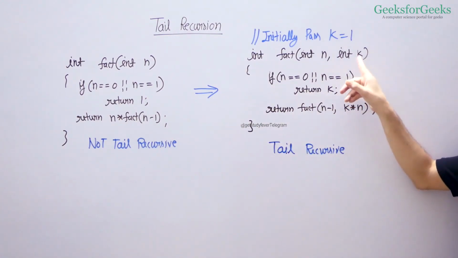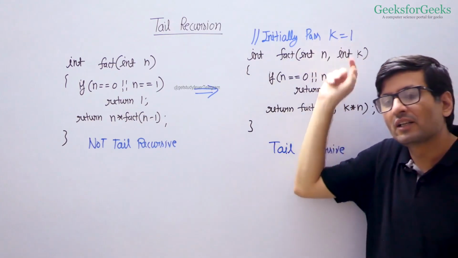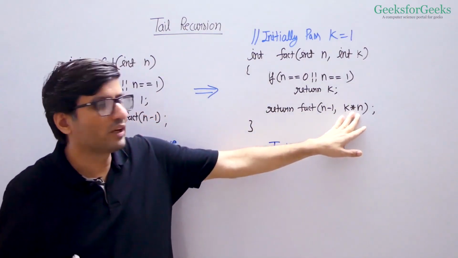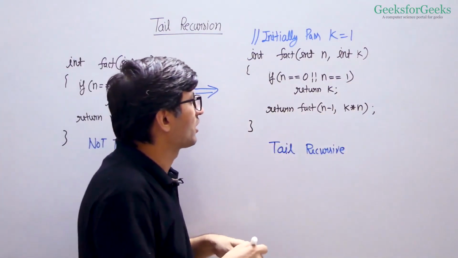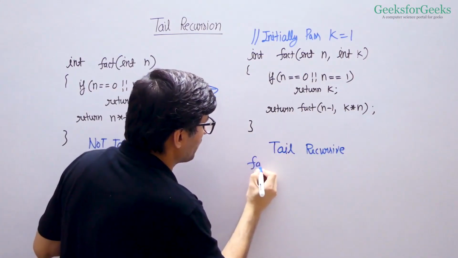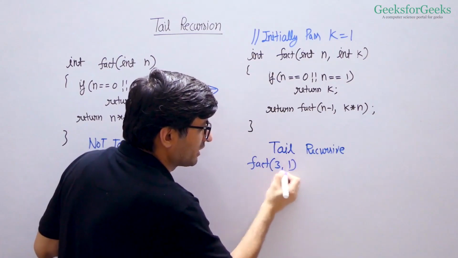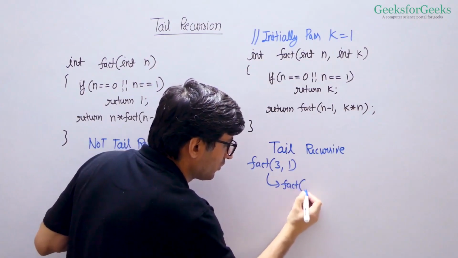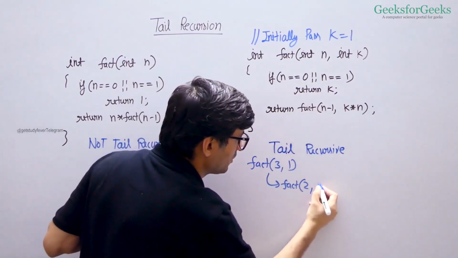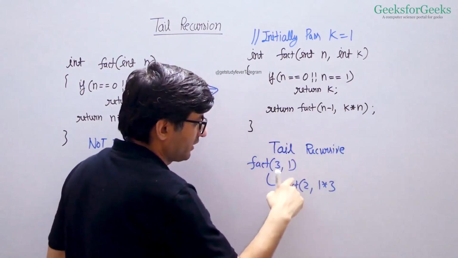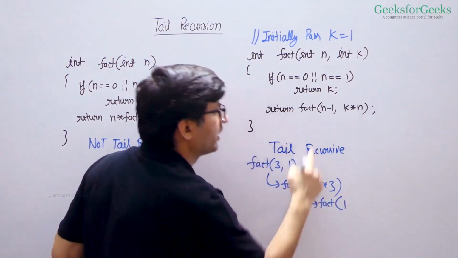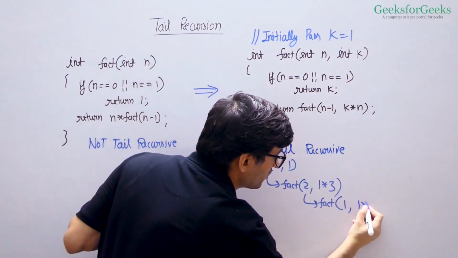What we have done here is we have added a parameter k. We initially need to pass this parameter k as 1, right? And when you make a recursive call, you do k into n. So n gets multiplied. Let's do a dry run for this function. When you call factorial for 3, you will first time pass k as 1 and then you will call it for factorial of 2 and pass 1 into 3. N is 3 and k is 1. Then you will make a recursive call for n minus 1 and you will pass 1 into 3 into 2.